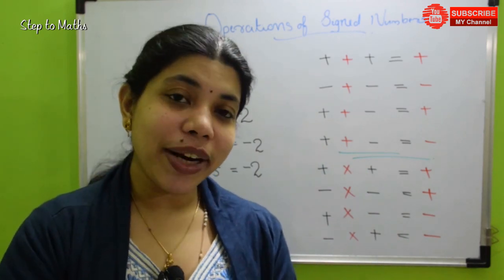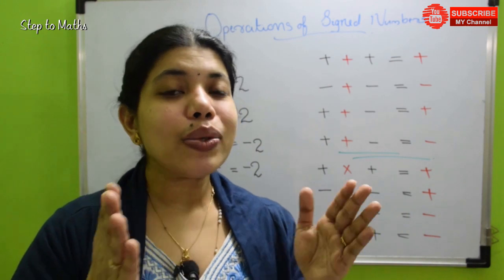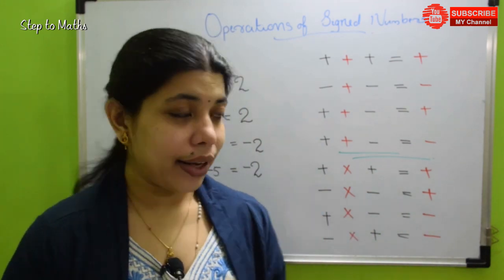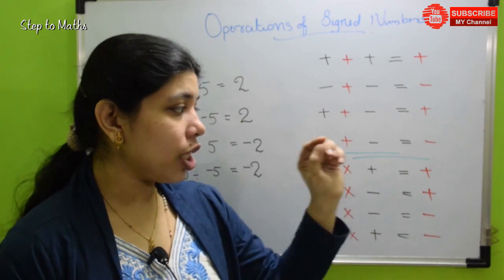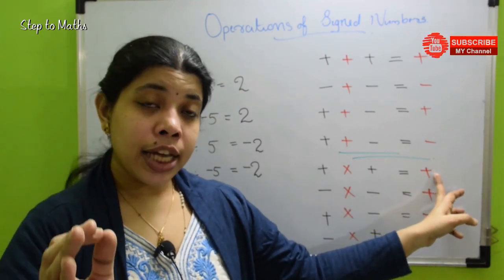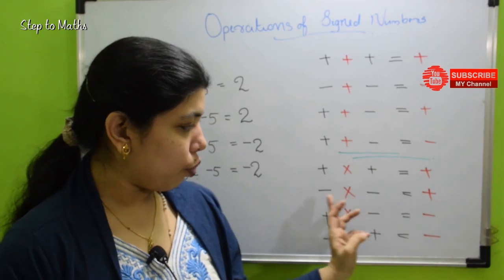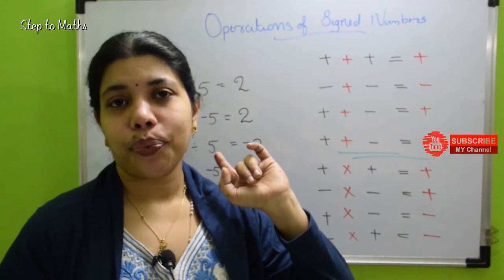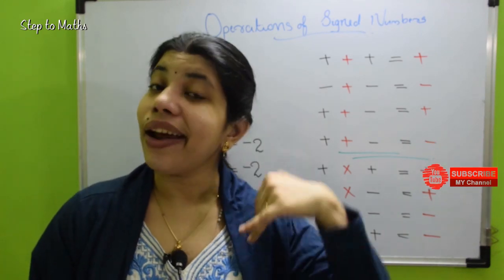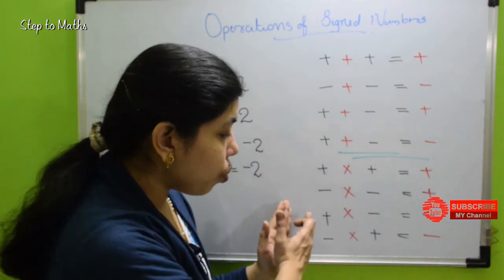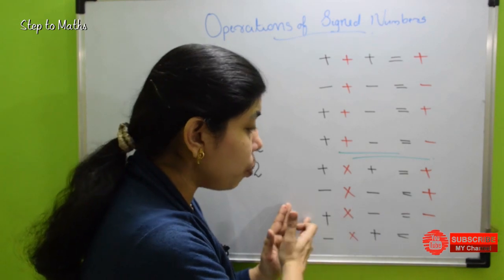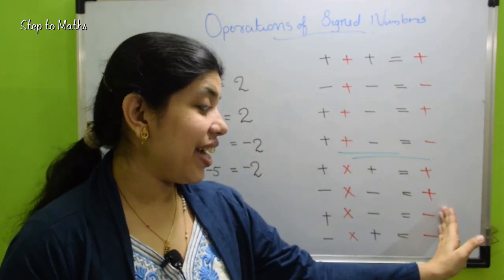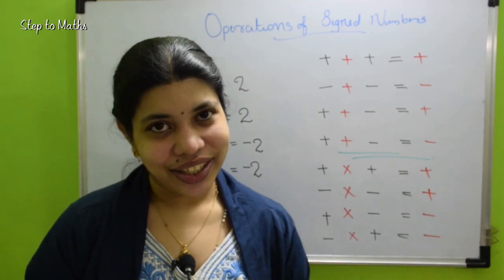And in case of multiplication and division, the rules are the same. If the two numbers have the same sign, that is, if two numbers are positive, the sign of the answer is positive. If two numbers are negative, the sign of the answer is also positive in the case of multiplication and division. And if the signs of the two numbers are different, then the sign is negative.